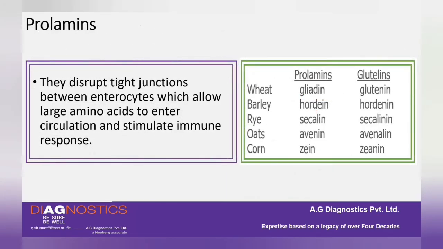The prolamins disrupt the tight junctions between the enterocytes, which allow large amino acids to enter circulation and stimulate an immune response. And the prolamins are not found only in wheat, but they are there in barley, rye, oats, and corn. That is, the other cereals which are eaten worldwide too. And wheat, of course, like I again said, is the most important. So the gliadin and the glutenin will have the maximum effect, if at all, on humans.